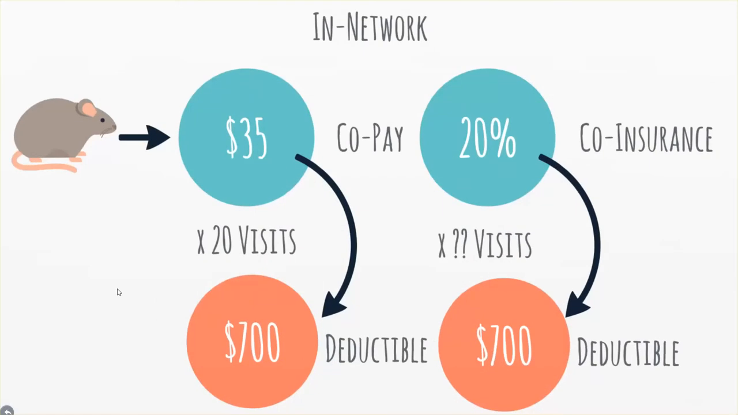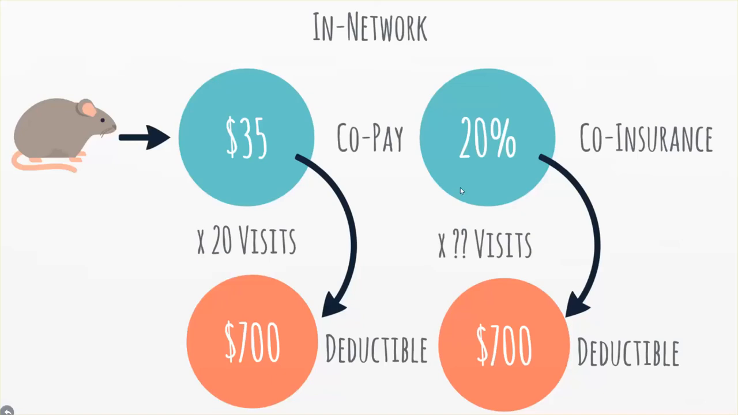Let's make things a little more complicated. What if Mr. Mouse goes to a couple of doctors? Mr. Mouse has his normal main doctor here. And then Mr. Mouse goes to see a specialist where he ends up having to pay 20% of the full bill. So when you have to pay a percentage of any kind of medical bill, it's called coinsurance.